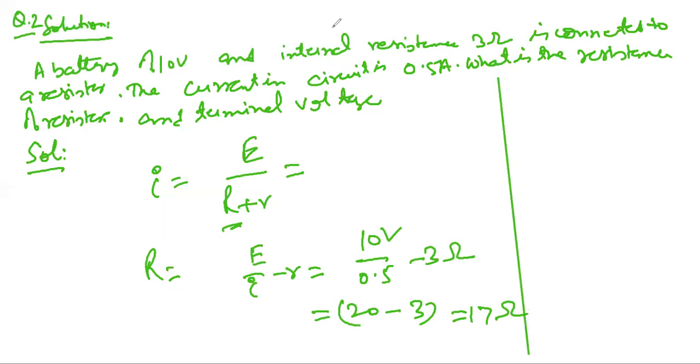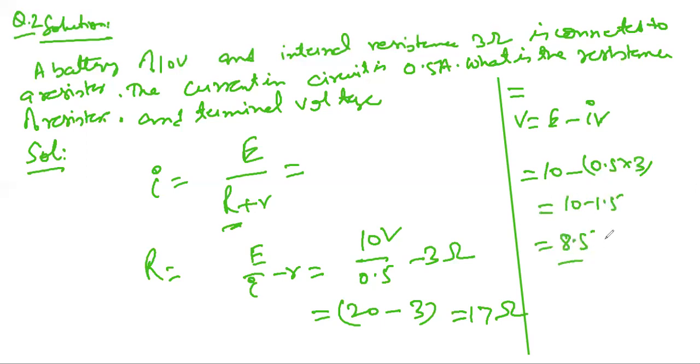Next part you should see. We have to find out the terminal voltage. V is equal to E minus Ir. Substitute the value. E is 10 minus I is 0.5 into 3. So you are getting 10 minus 1.5. That is 8.5 volt. Have you understood?